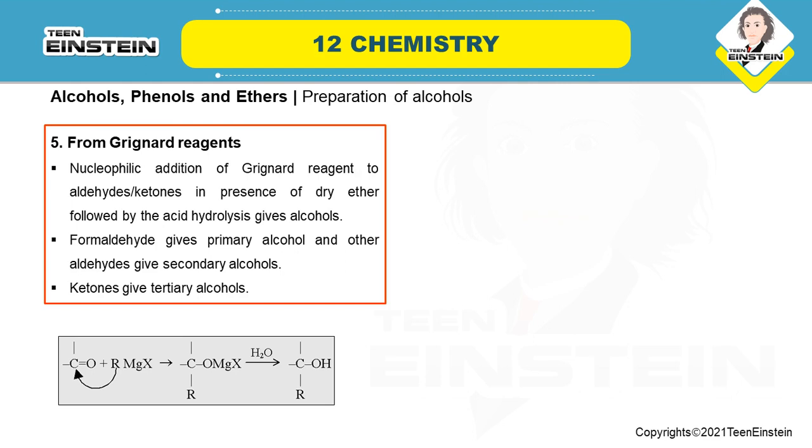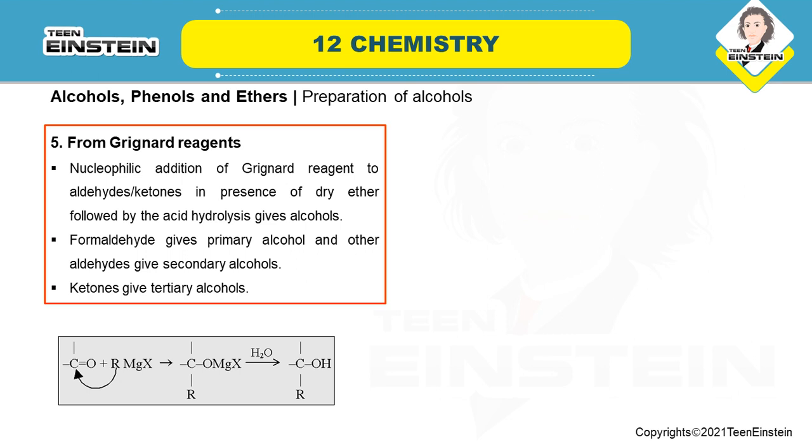Alcohols, phenols, ethers. In this chapter we have already seen some preparation methods of alcohols, but some methods are still left that we will discuss now. And after that we will see some problems and also the physical properties and chemical properties of alcohols.